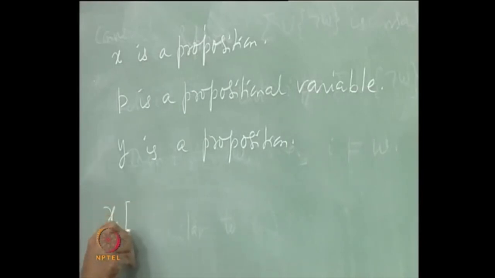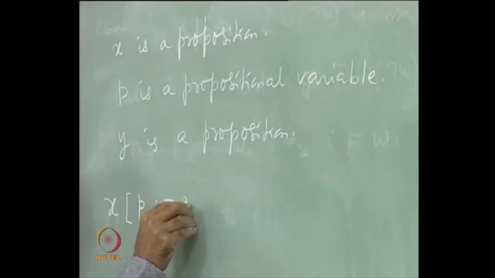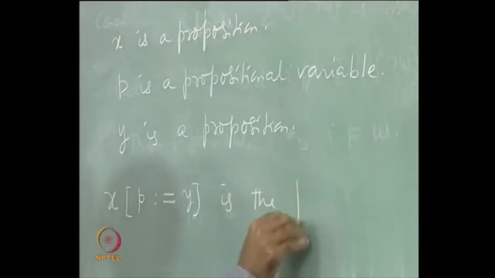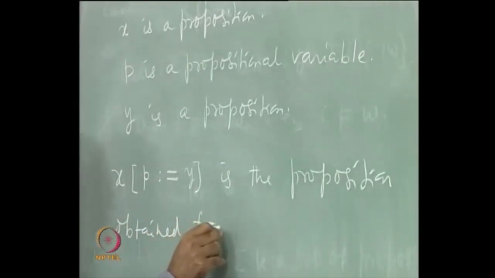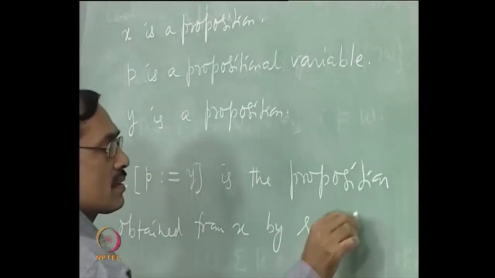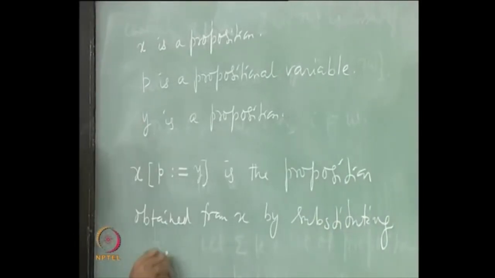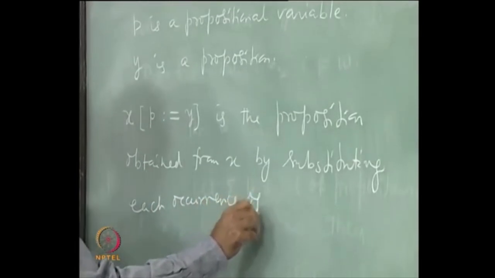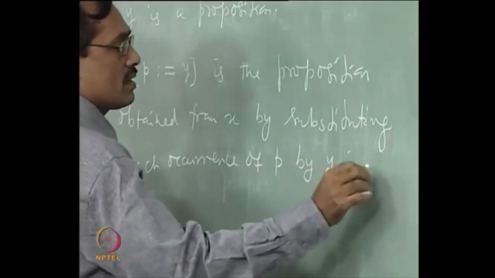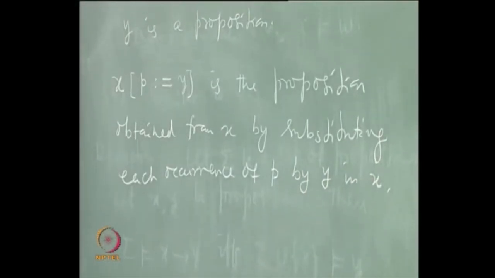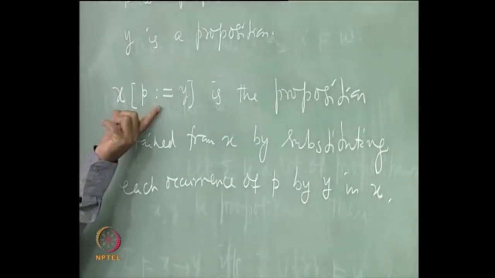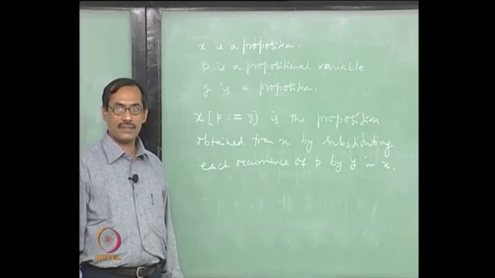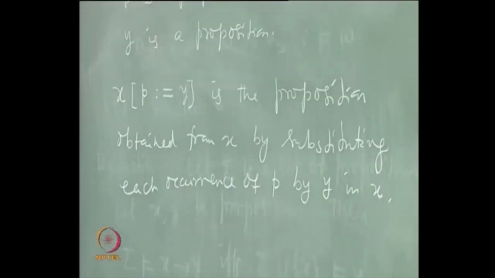Now you say x with p replaced by y is the proposition obtained from x by substituting each occurrence of p by y in x. Okay. So that's why it is called uniform substitution. You can read this symbol as p is uniformly replaced by y in x to get the proposition x_p=y. So, an example is here what we have done.